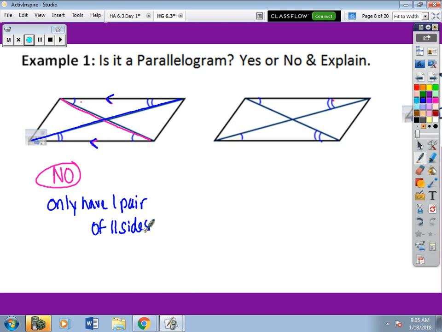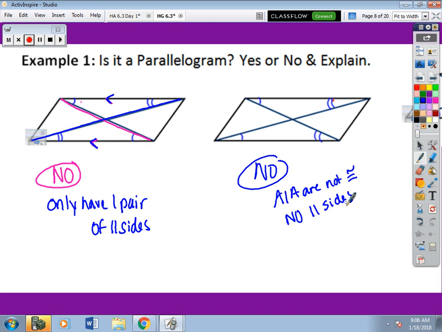How about the next one? No. You actually don't know anything is parallel because the alternate interior angles are not congruent. So in that case, you don't know anything is actually parallel at all.